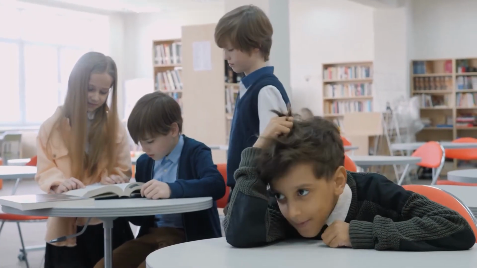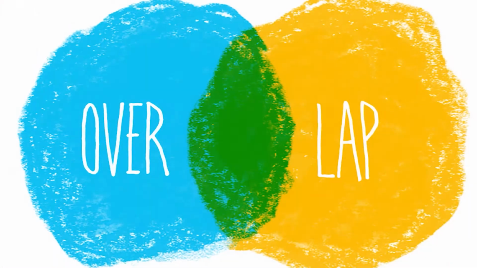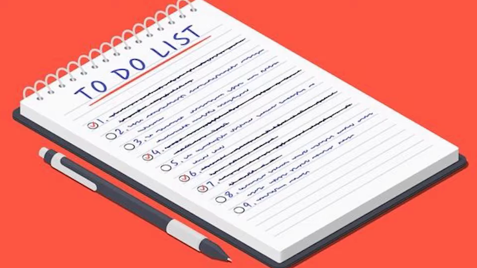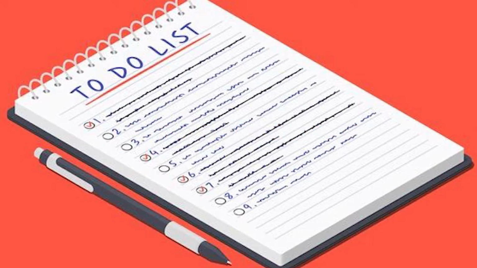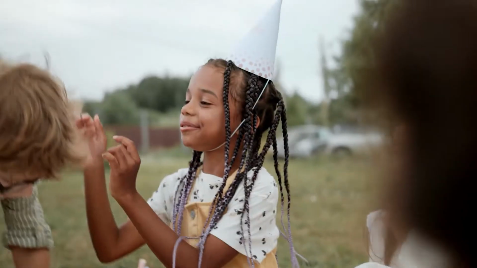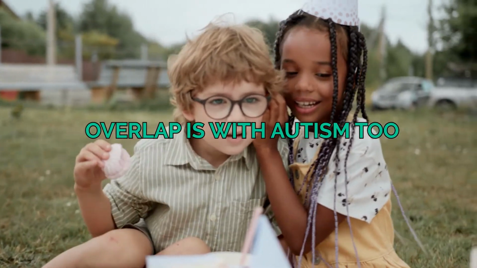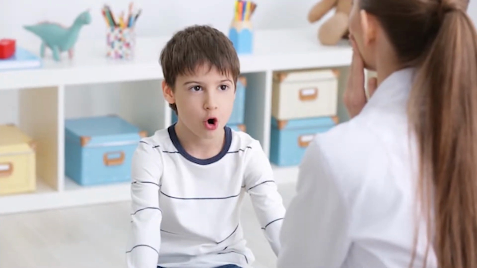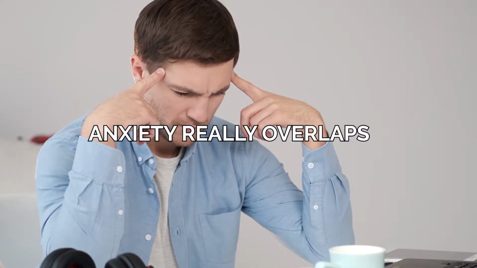And so as I read through these symptoms, you can probably imagine how there could be an overlap with other neurodevelopmental conditions. Let's look at a list of childhood disorders that need to be considered when you are evaluating for autism. These also share some symptoms with each other, and the overlap is with autism too. A receptive expressive language disorder shares communication difficulties. Anxiety really overlaps with some of those repetitive thoughts and behaviors. Intellectual disability overlaps with both communication and repetitive behavior.